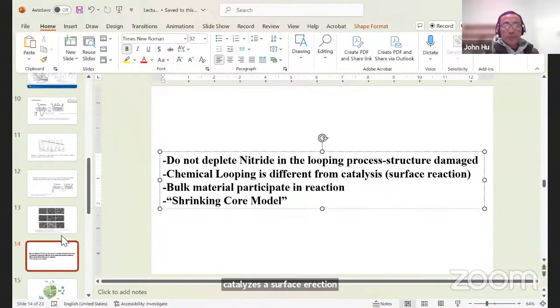Okay. So a bulk material participates in the reaction. So what does it mean? That means you cannot deplete all the nitrogen in the bulk. If you deplete it, sorry, it's gone.